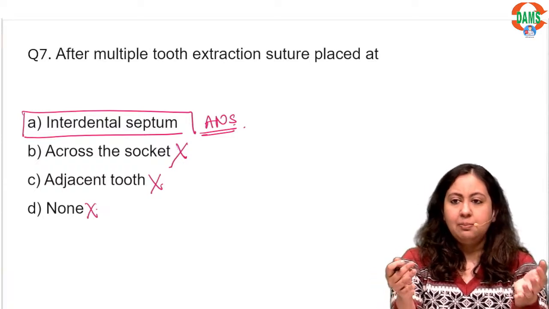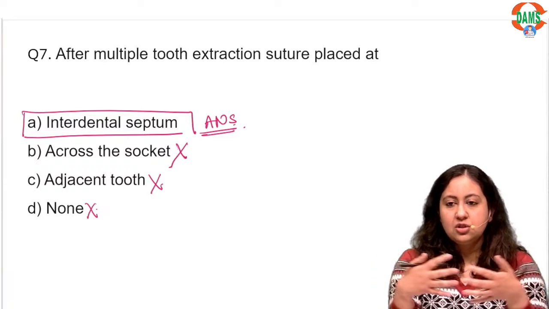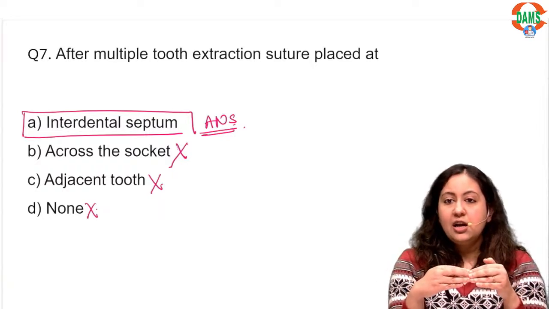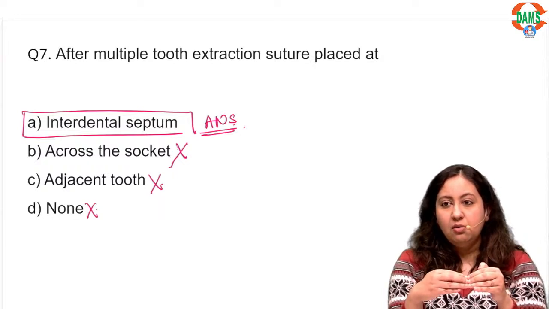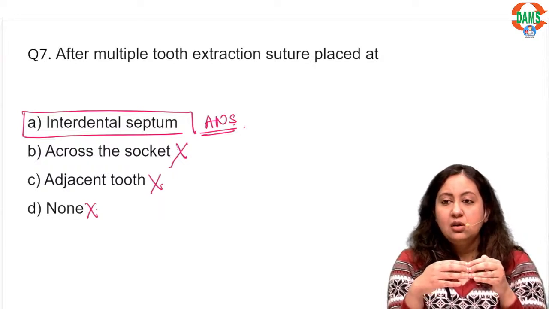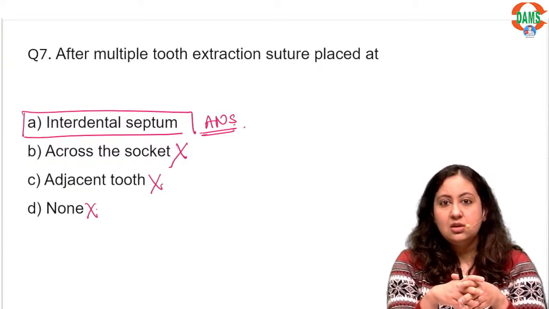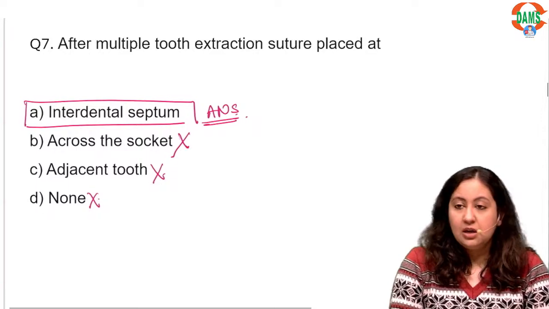Also, if you apply the sutures just across your socket, the approximation of the interdental gingiva or the interdental papilla won't be correct if you place sutures just across the socket. So this is the reason. All right, understood?